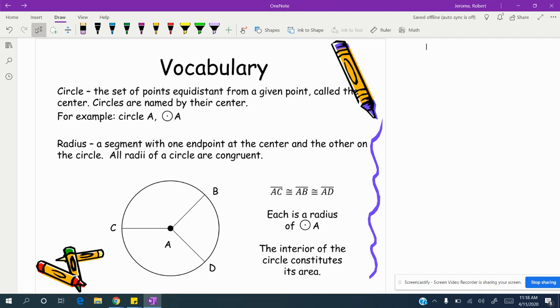So let's see. We're going to start with circles. We'll start with some basic vocabulary. A circle is the collection of points that are equidistant from a given point that we call the center. So if we think about that pretty simply, we have a point that we're going to call the center. And now we want to identify all the points that are the same distance from that point. So for example, let's just say roughly 2 inches. We're going to make a point. Now I want to find all the points that are also 2 inches apart from that center.